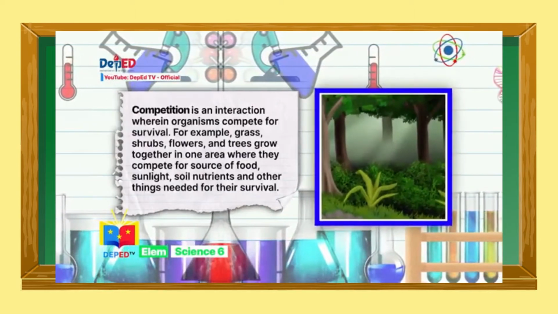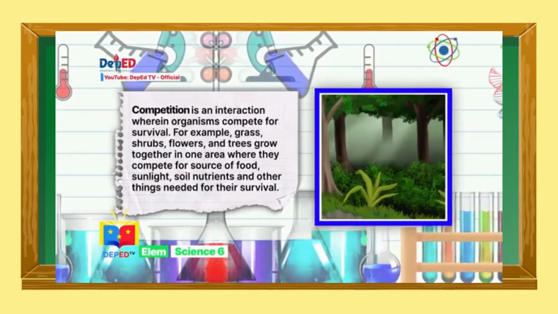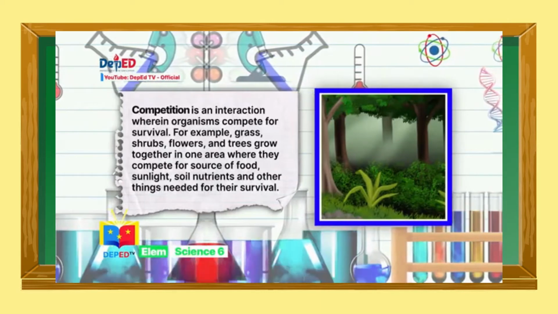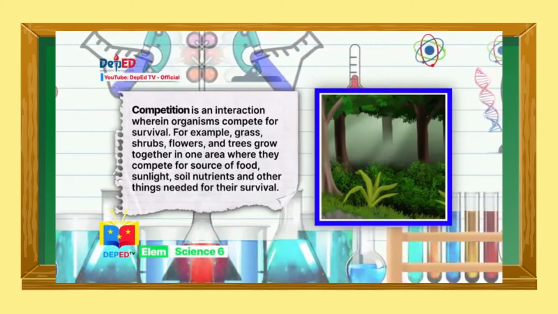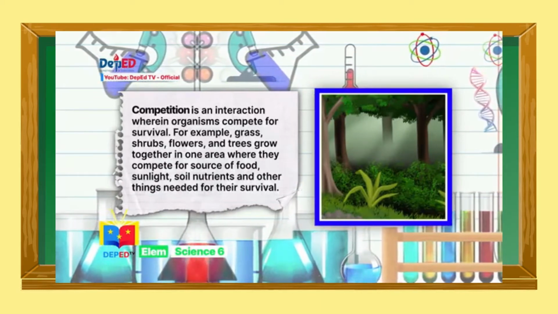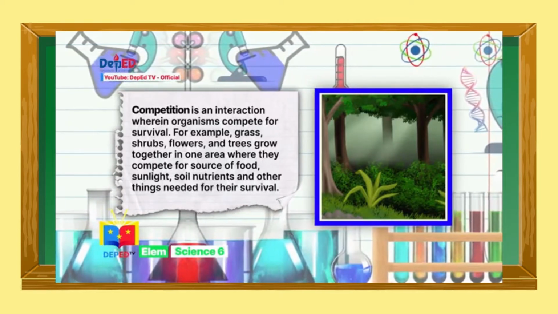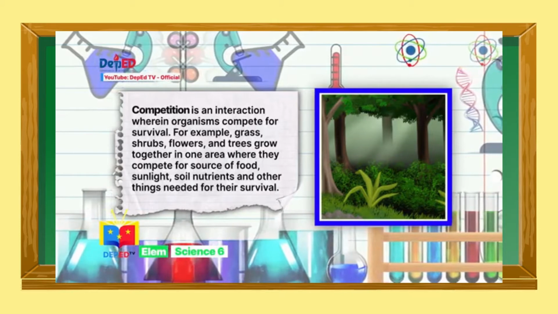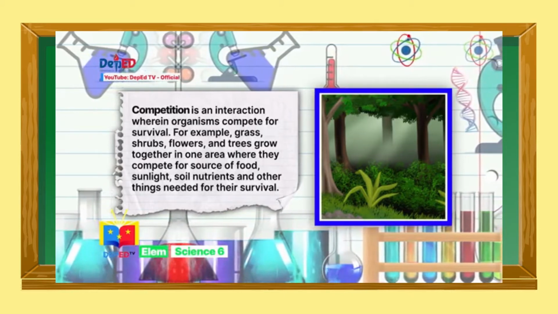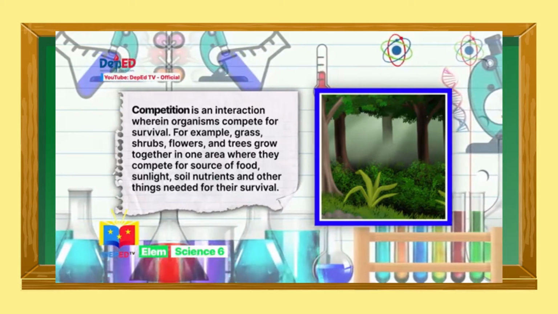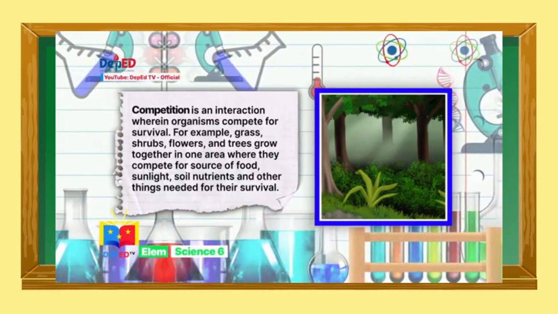Third is competition. Competition is an interaction wherein organisms compete for survival. For example, grass, shrubs, flowers, and trees grow together in one area where they compete for source of food, sunlight, soil, nutrients, and other things needed for their survival.